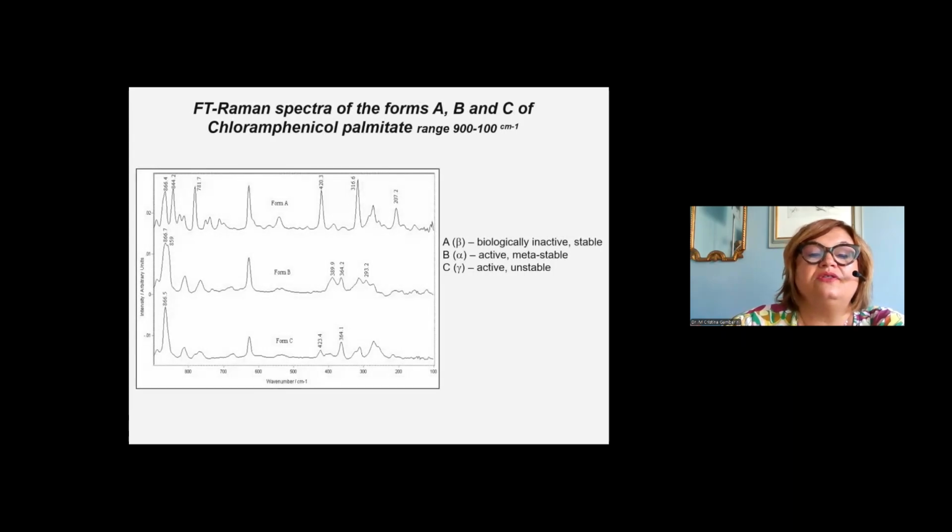And also it's possible to cut, for example, here, to have a strict range of the three forms. In this case, A, B, and C. This is after Raman. After Raman, as I say, Raman bands go from the down to the up, and FTIR from up to down. We could remember that A is inactive and it is stable, B is metastable and it is active, and C is unstable and active.